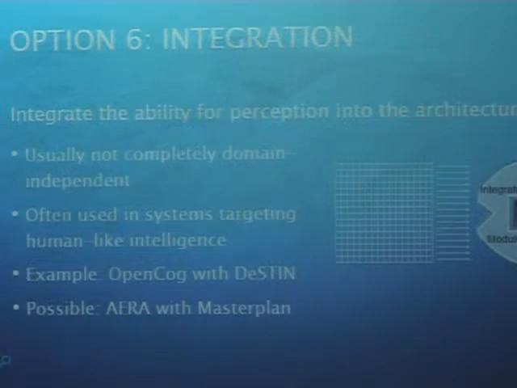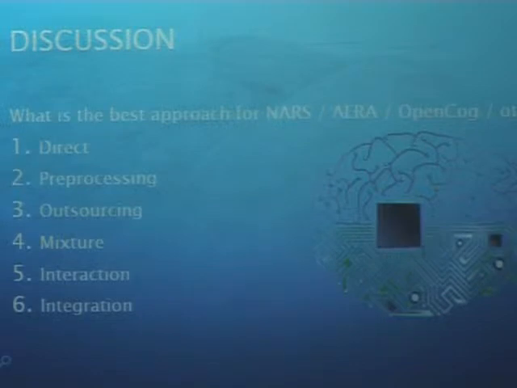And this is not right now implemented in AERA, I think, but conceptually you could implement a computer vision system in the master plan in Replicode and have that process all of the raw incoming data. Okay, so that is basically it. Yeah, I'd just like to ask you, the teachers, everybody, what you think is the best approach for NARS, AERA, OpenCog, maybe others. Just put the list up here again, or maybe you disagree with my taxonomy, it's also fine.